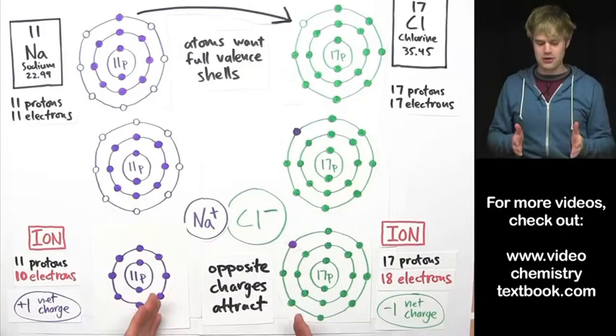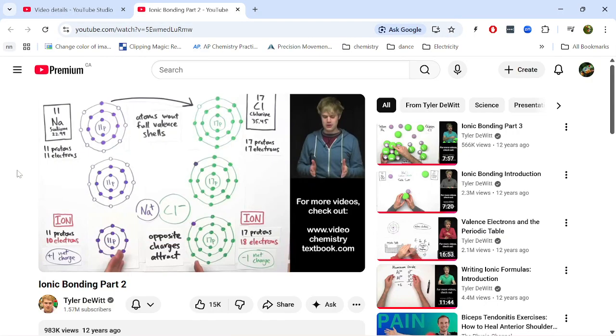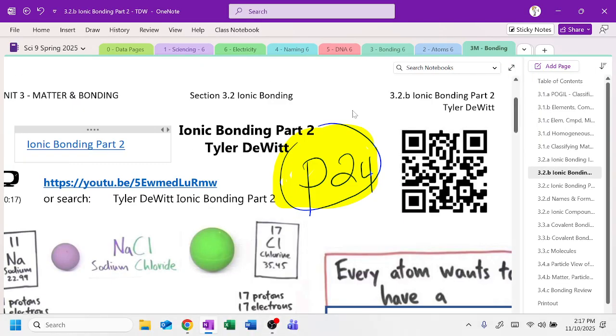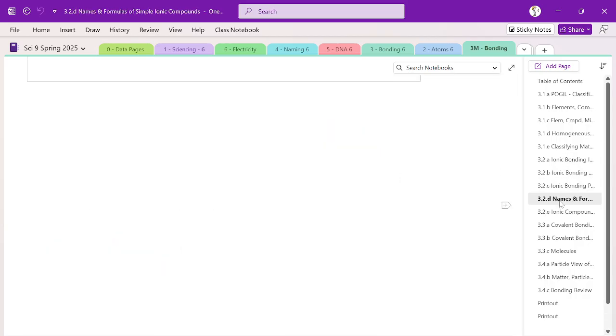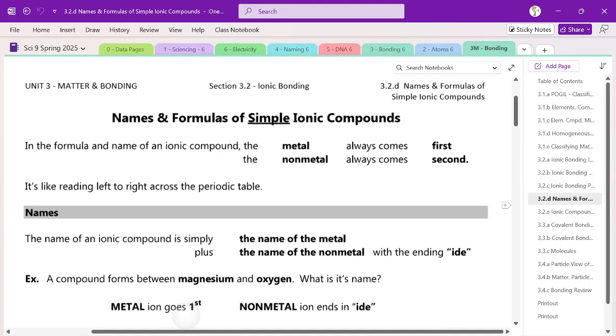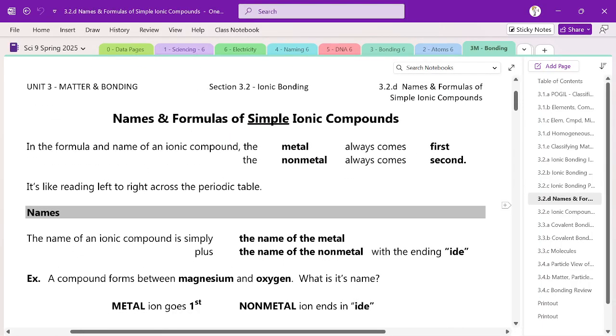And we're going to leave it there for today and move on to page 31. Okay, so we're going to take a look today at names and formulas of simple ionic compounds. In Unit 4, we're going to get a lot more complicated, but in Unit 3, we're just going to introduce you to the idea.